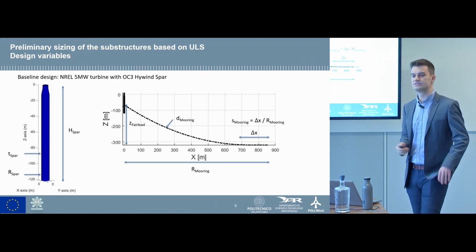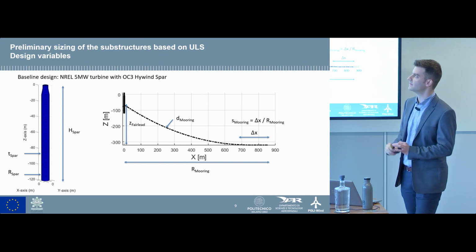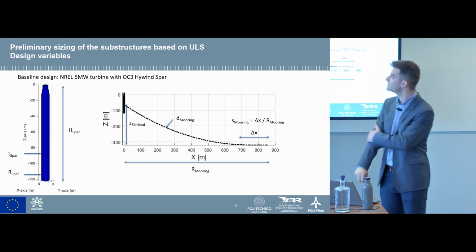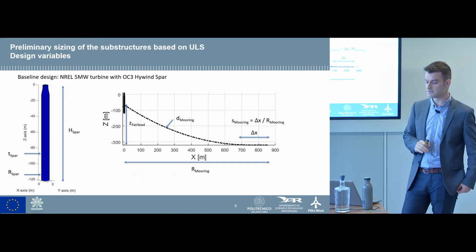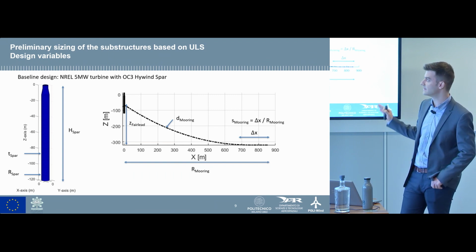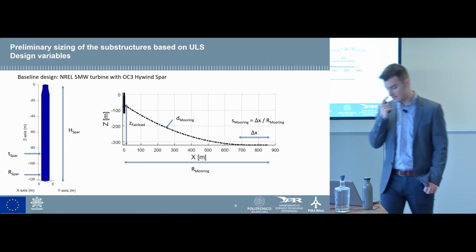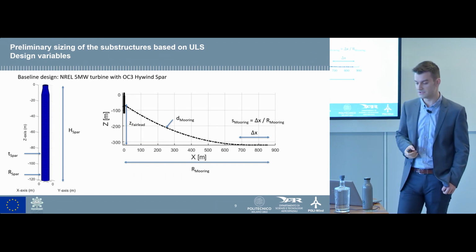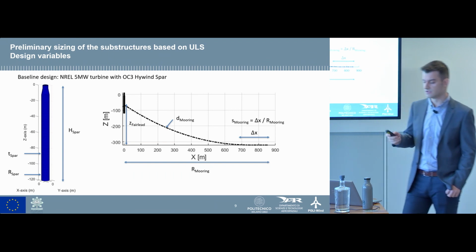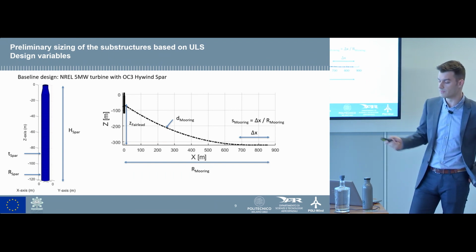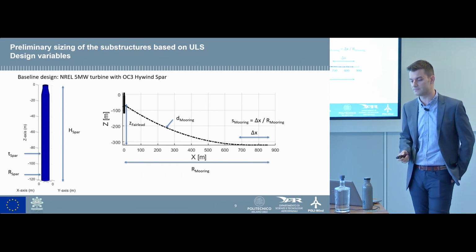So I would like to also start talking about the preliminary sizing of substructures based on ultimate limit states. This is the case study that we have run for this presentation. We have used the NREL 5 megawatt turbine on top of the OC3 Hywind spar platform.